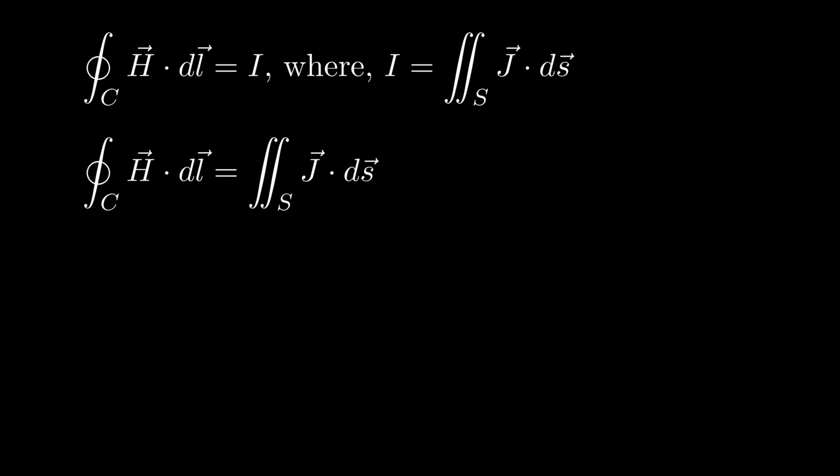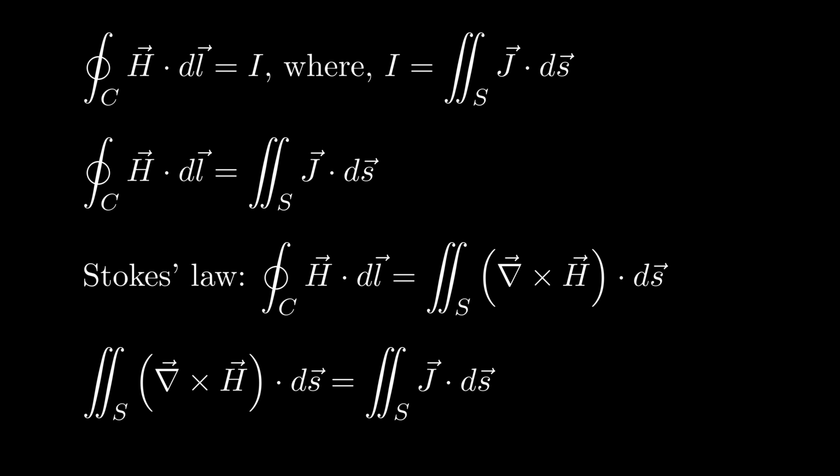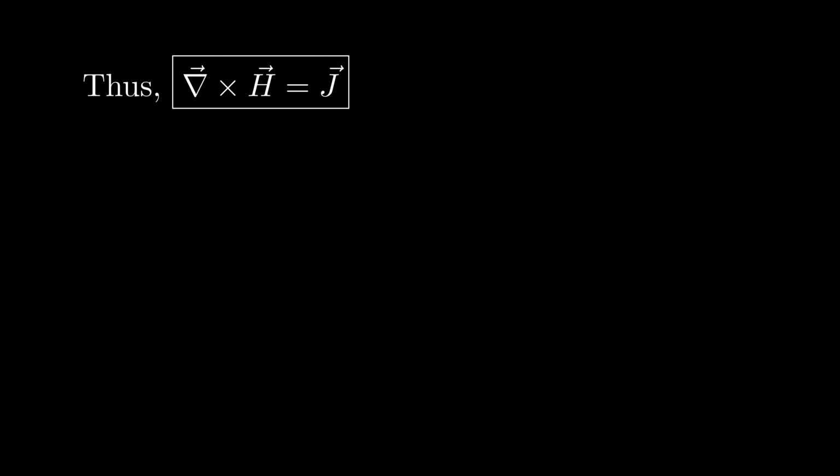But by Stokes' theorem, we know that the closed path integral of H is equal to the surface integral of the curl of H, where C is equal to del S, and C represents the closed boundary of the surface S. Therefore, Ampere's law becomes the surface integral of the curl of H equals the surface integral of the current density. But since once again this is an identity, we can say that the curl of H is equal to the current density. This is true for non-time varying fields.